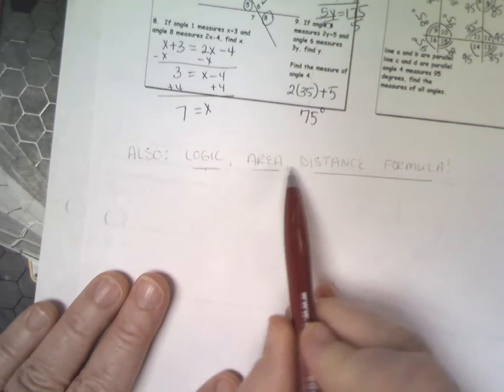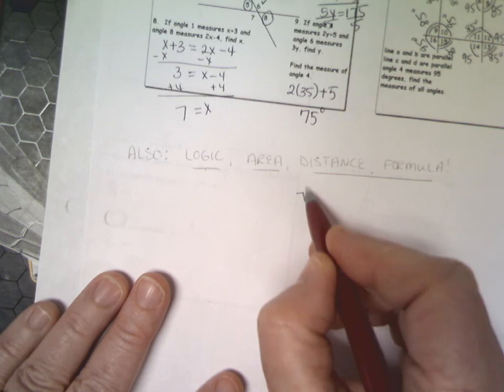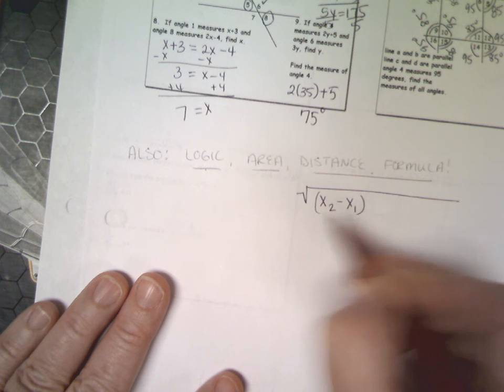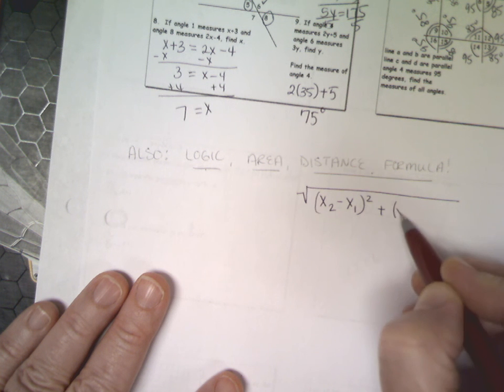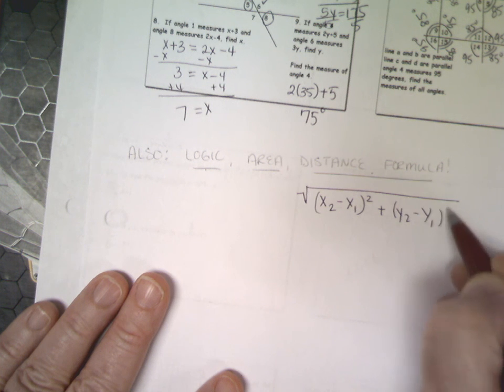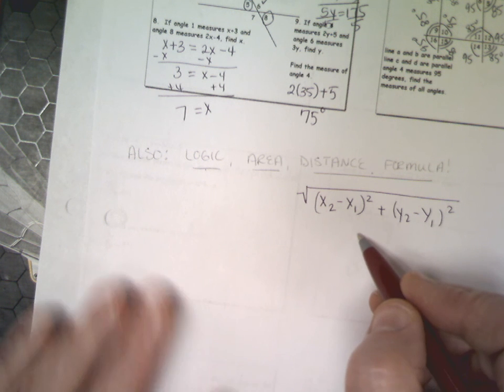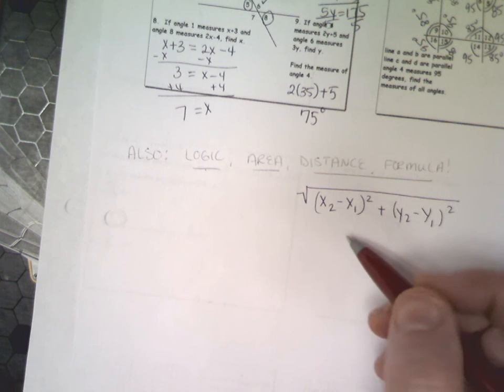There's going to be some logic, some area, and some distance formula. Here's your distance formula: x sub 2 minus x sub 1 all squared plus y sub 2 minus y sub 1 all squared. There's a poster on the board. You do not have to know the formula, just be able to use it. Good luck.